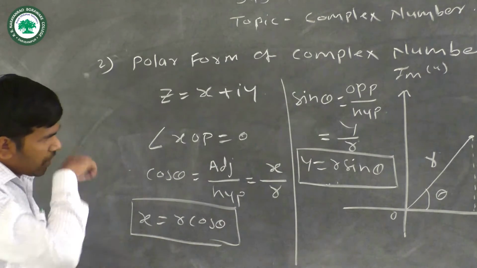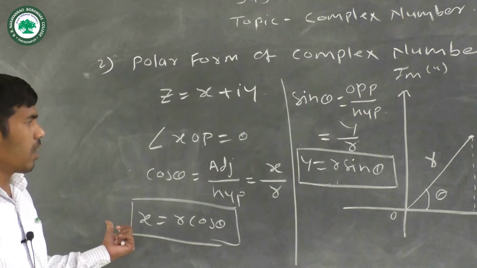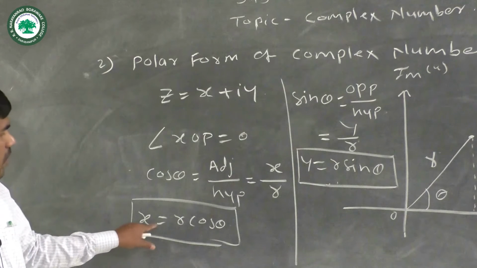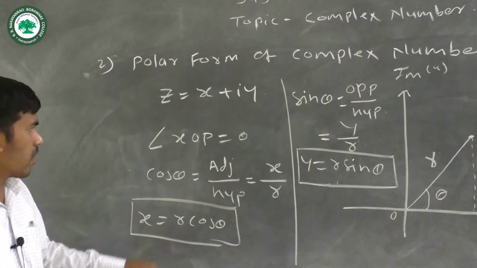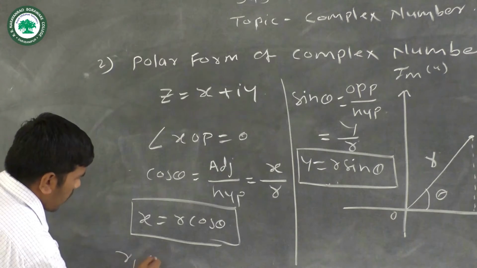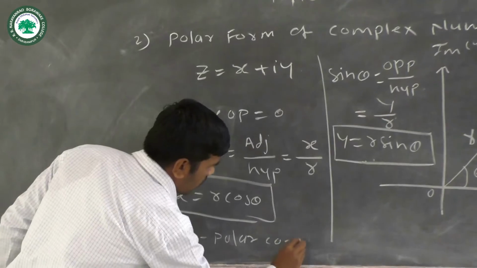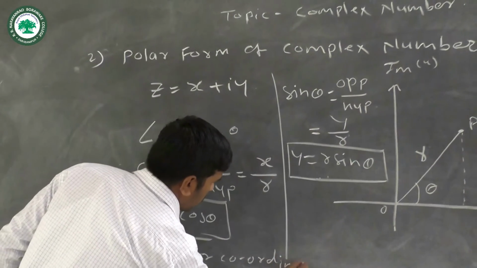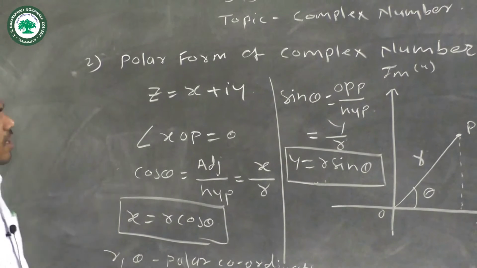These two equations give the relation between the Cartesian coordinates and the polar coordinates. So r and theta are the polar coordinates, and x and y are the Cartesian coordinates.